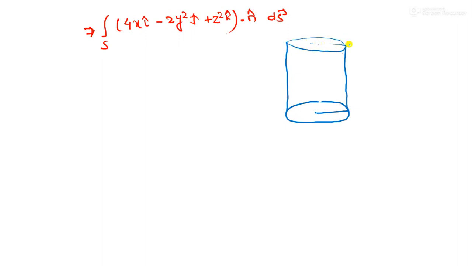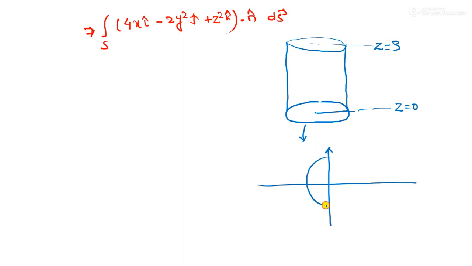So what is this line? This line will be z equals 3, and this will be the z equals 0 line. Now, what is the equation of this? If I separate out this circular plane, what you will get is a circular plane, let's assume like this.